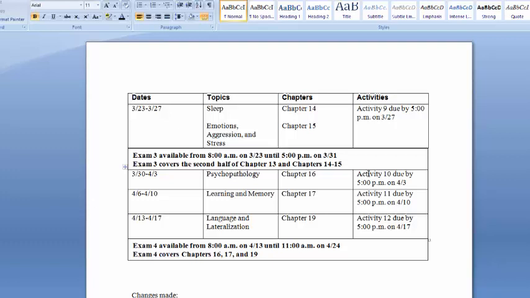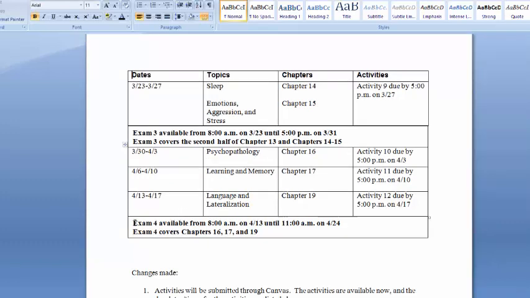However, if you have done activities 1 through 10 and you just want to do activities 11 and 12, that's great. But if you have missed an activity or two from earlier in the semester, then I would advise you to use your drop grades there and to complete activities 11 and 12. But let me know if you have any questions about that.